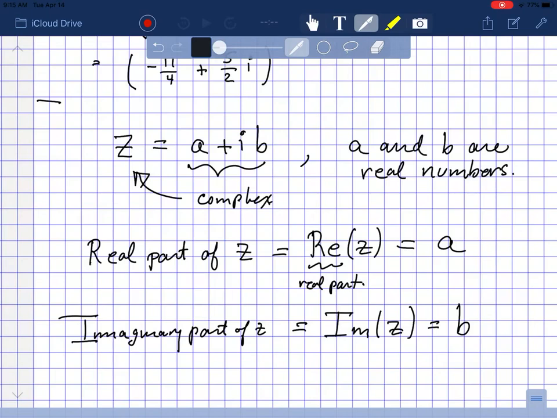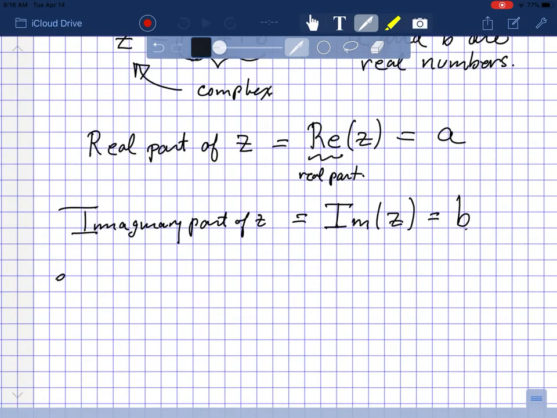So again, here we're looking at the real part of z. And the real part of z is just going to be the real number a. And then the imaginary part of z, this is where it gets a little bit confusing, because you would think, oh, that's going to be I times b. That's the imaginary part. But what we're going to do is instead we're just going to write the imaginary part of z is just equal to the factor b, which is the factor on I.